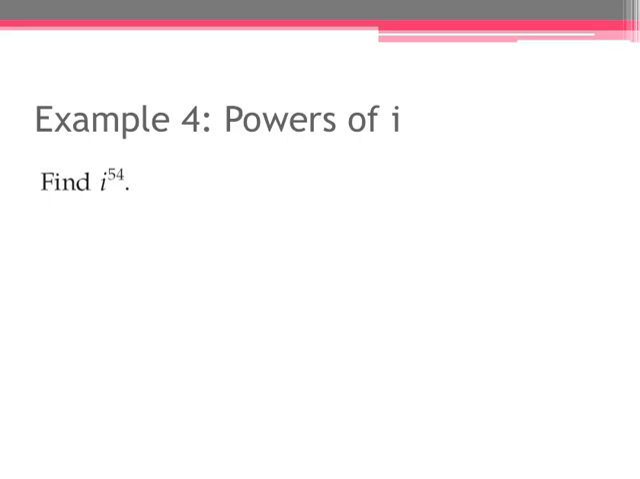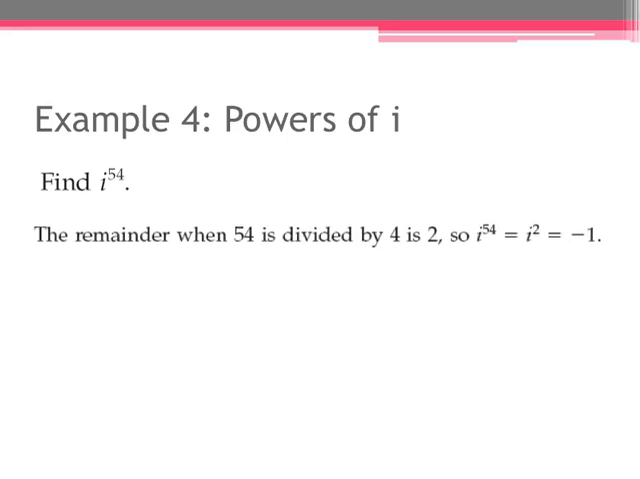So when you divide 54 by 4, you get a 1 up on top times 4. You get 14 divided by 4. That's 3. 3 times 4 is 12. 14 minus 12 is 2, so the remainder is 2. So if the remainder is 2, that means this is the same as i squared, which is equal to -1.